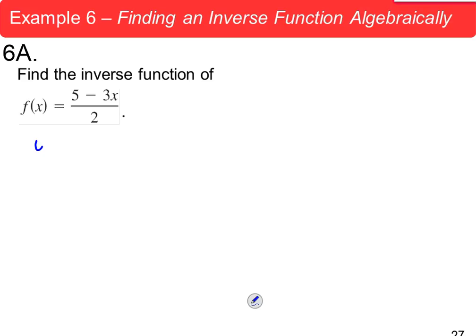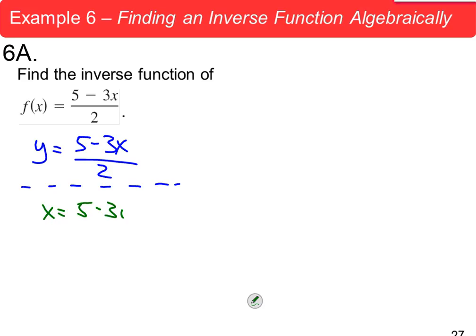So the first thing I usually do is go y equals (5 minus 3x) over 2. And then a lot of times I just draw a little line or something. And for the inverse, we're going to interchange x and y. So x equals (5 minus 3y) over 2. And then we're going to get y alone.